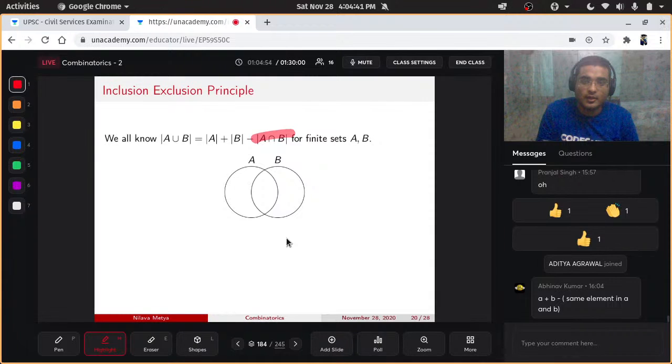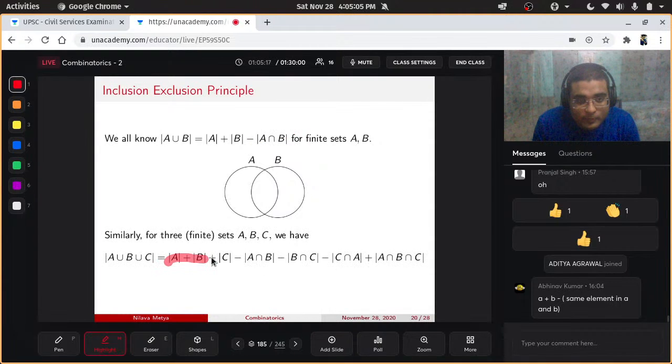Okay. For 3 sets also, you have this. So let's see what I am doing. You want the union of all 3. So you include A, you include B, you include C. But their overlaps. So this is A, this is B, this is C, and these are their overlaps. So this part overlaps. These overlaps have occurred many times.